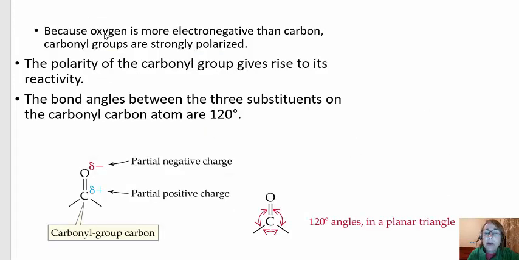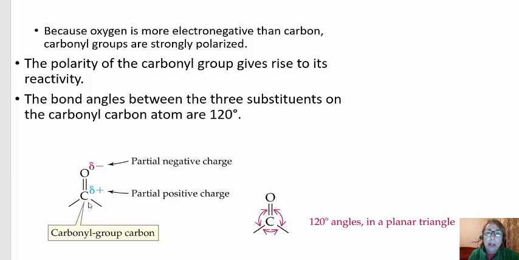Now, the oxygen in the carbonyl group is very electronegative, and so this is a polarized bond where the oxygen is always going to have a partial negative charge, and the carbon will always have a partial positive charge.